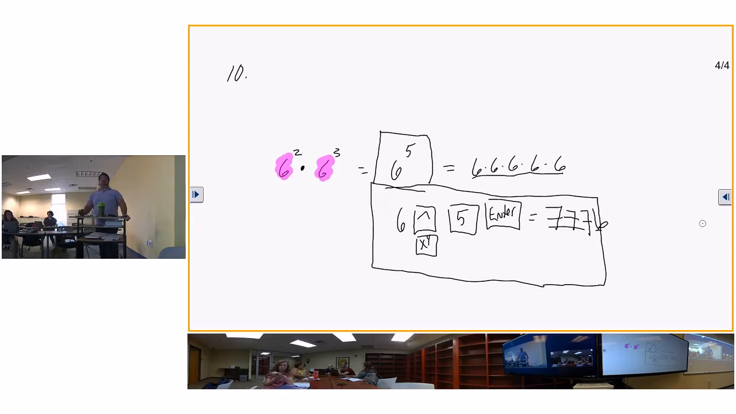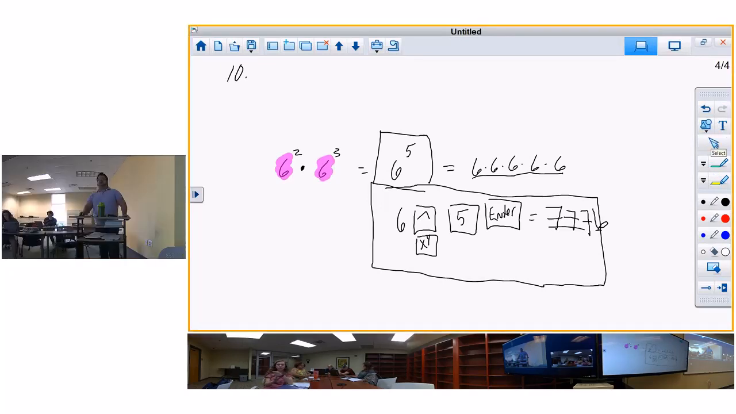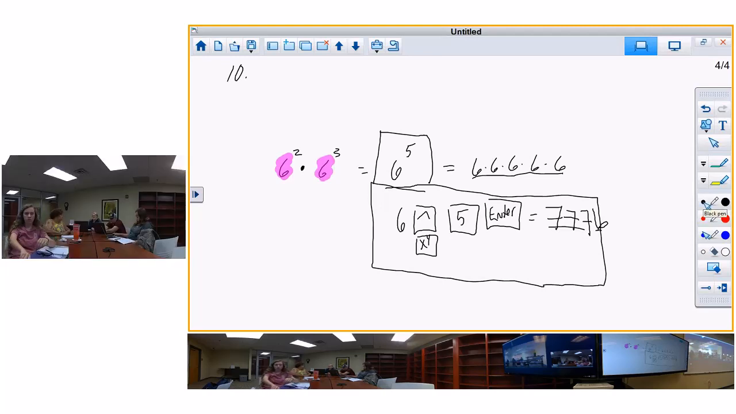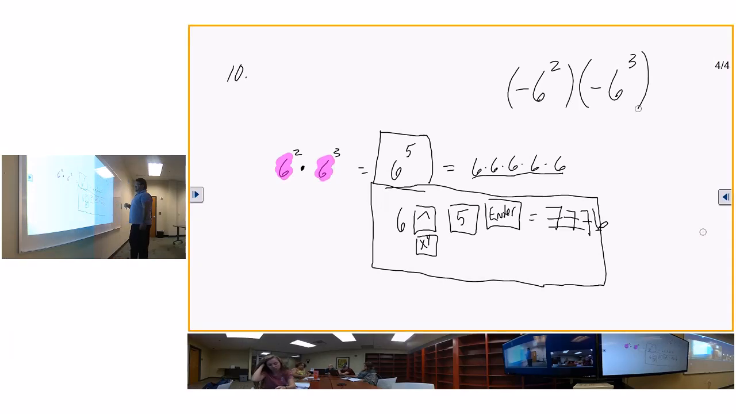Now, what does the next one say? Does it have a negative in it? It's the same exact thing, but with a negative. The important thing with that one is, where is the negative? Is the negative outside the parentheses? It's inside the parentheses. It's negative 6 squared times negative 6 cubed. Is that what it is? Look at it, make sure.